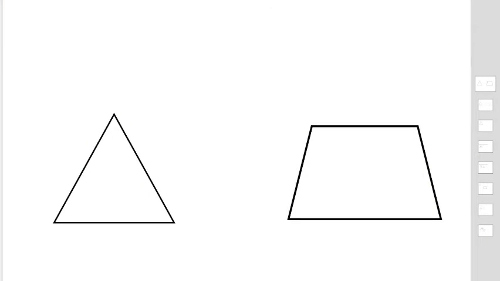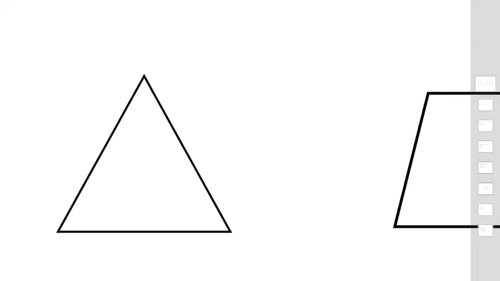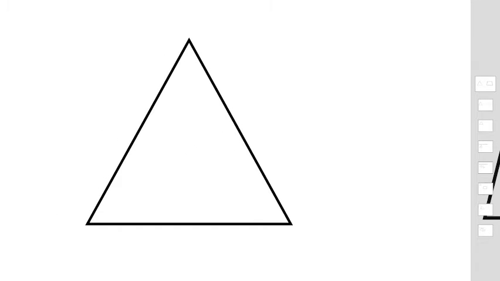Hi guys. So today we're going to talk about finding area and perimeter of both a triangle and a trapezoid. So to begin with, let's take a closer look at the triangle. So when we're talking about the triangle, we have what's called, obviously, the base, which is at the bottom.